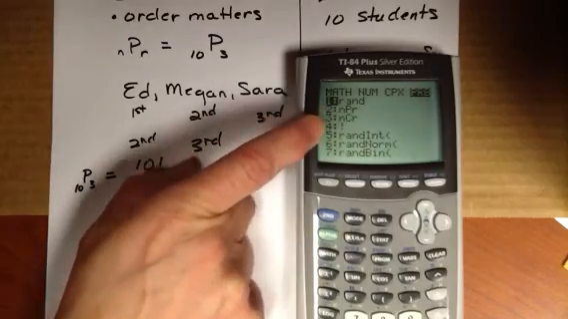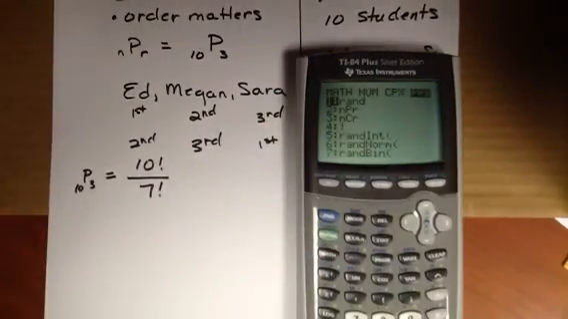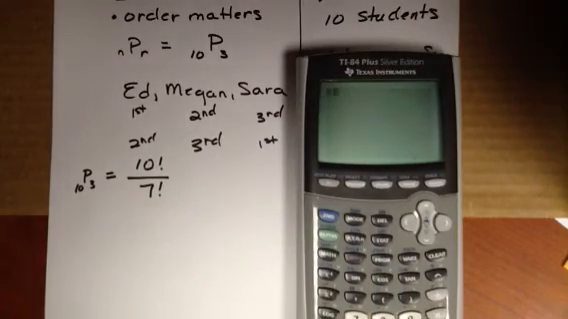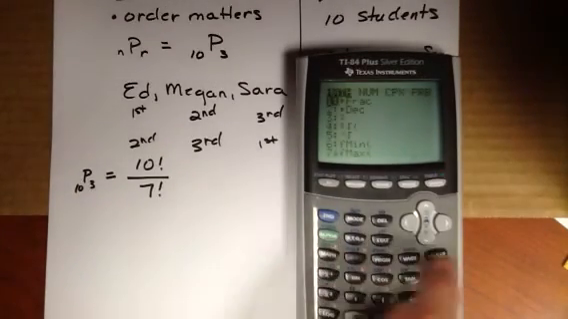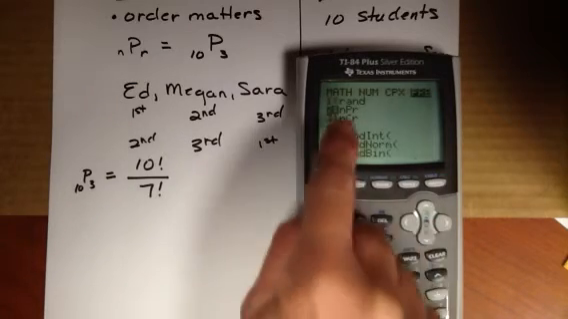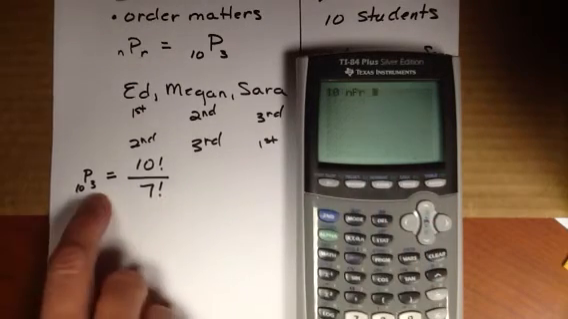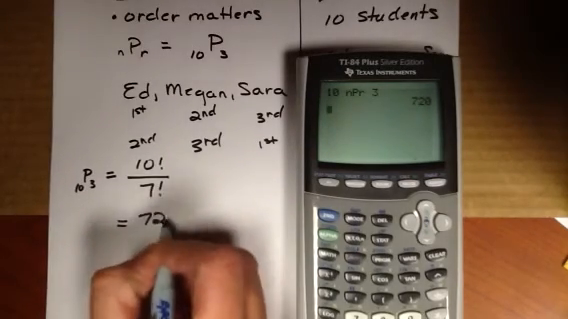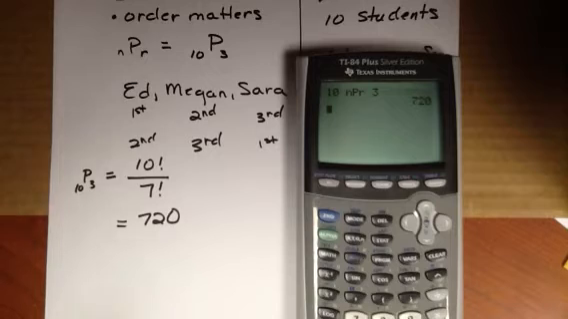So for both the nPr and nCr, it will give us these directly, but we do have to put the n in first. So my n here is 10. Go to math, over to PRB, down to nPr, and then put my 3 in. And it gives me 720 different ways these 10 students can come in first, second, and third.